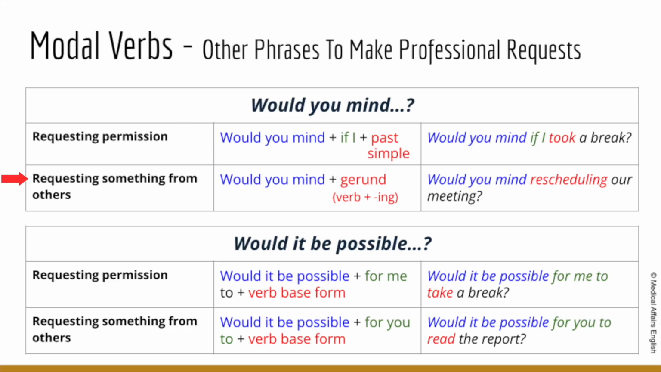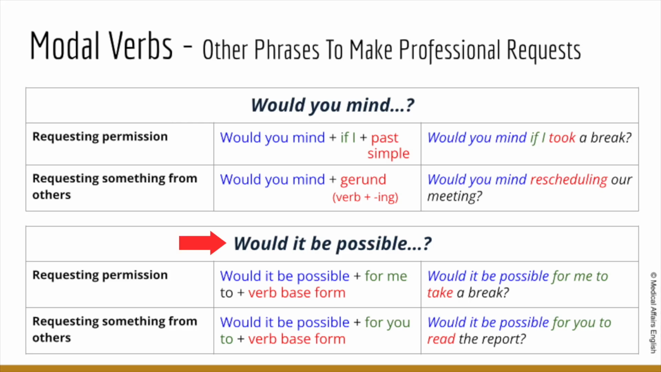a break?" If we're requesting something from others, then we'll use the structure, "Would you mind" plus the gerund. The gerund is the ing form of the verb. For example, "Would you mind rescheduling our meeting?" Rescheduling is the gerund or the ing form of the base verb reschedule.